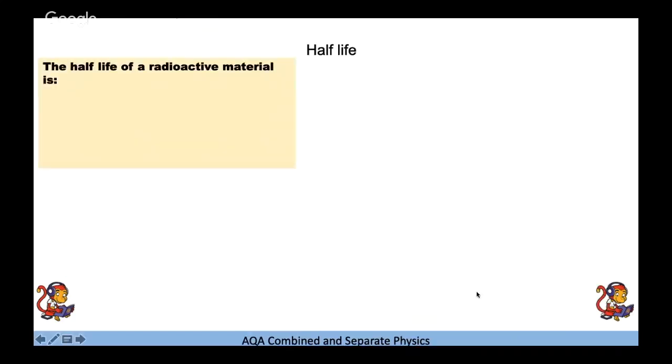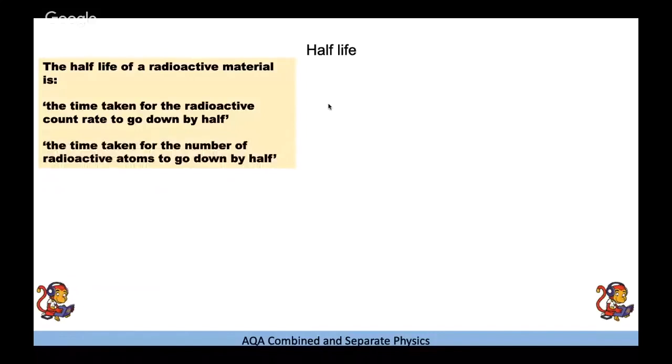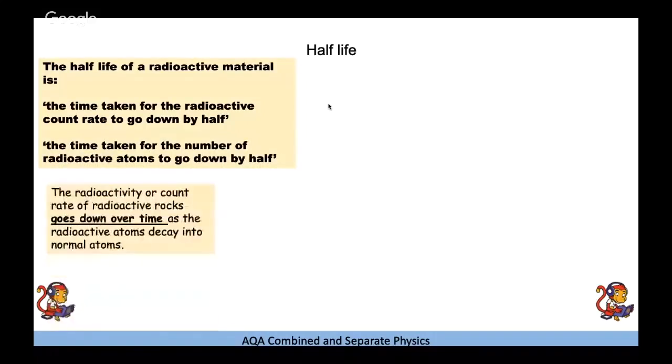Okay, half-life. Half-life of a radioactive material is the time taken for the radioactive count rate to go down by half, how many counts it's giving out per second. It's the time taken for the number of radioactive atoms to go down by half. So there's a couple of skills here they're going to ask you to do. The count rate or the radioactivity of any radioactive substance goes down over time, just gets less and less.